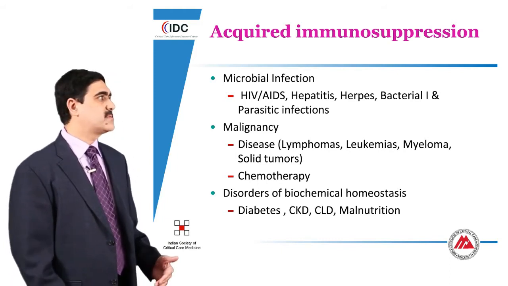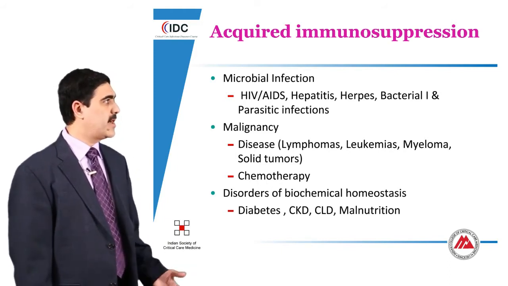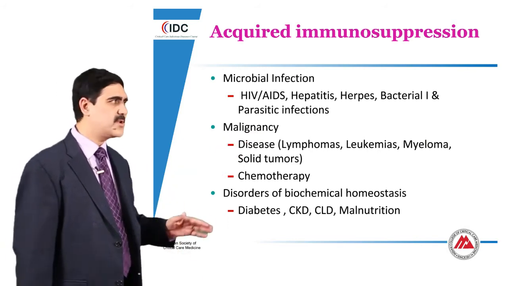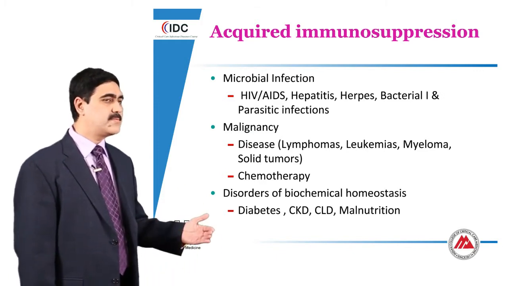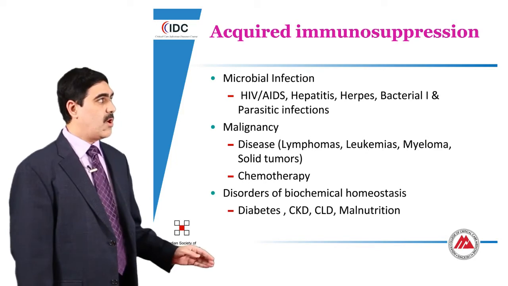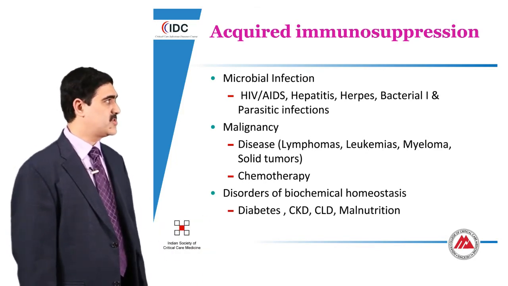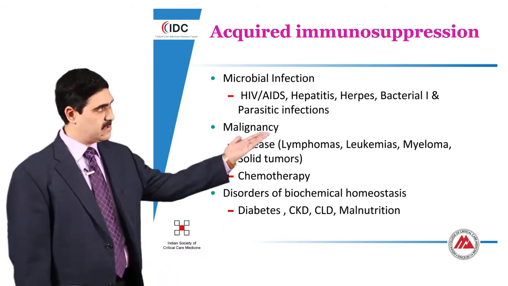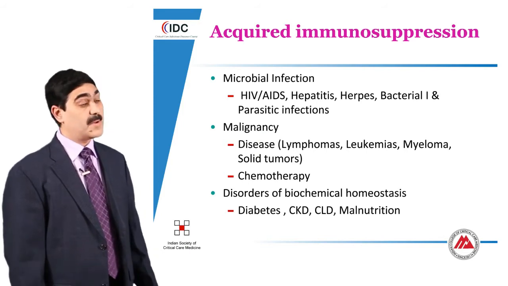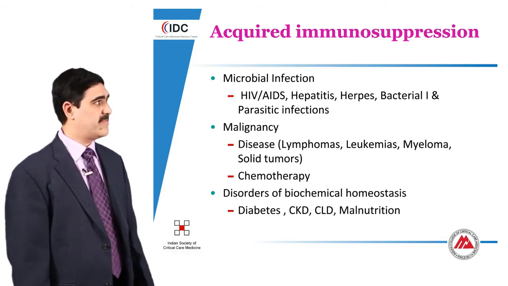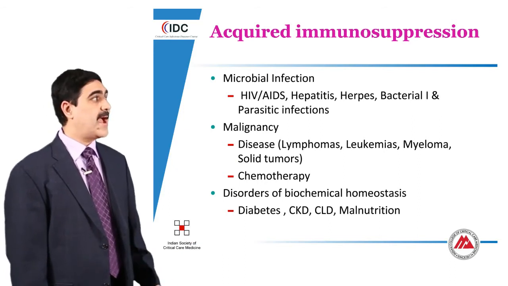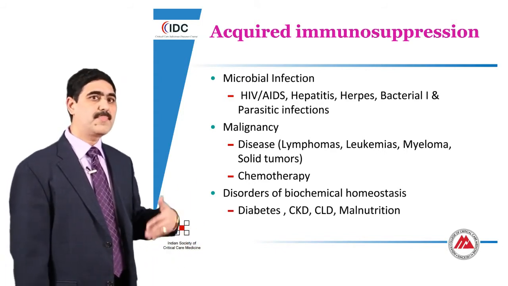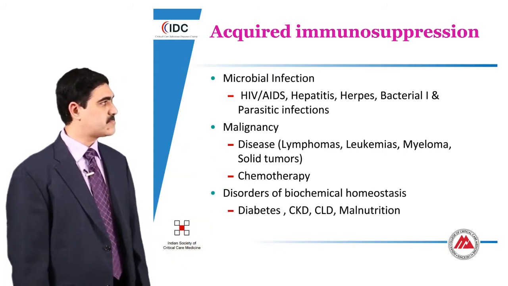Now, what are the various reasons why someone could develop an acquired immunosuppression? The first thing we should remember is that there are several infections, particularly the chronic ones, that could by themselves lead to an immunosuppressed state. Although we often think about the human immunodeficiency virus, the HIV or the AIDS, we must remember that there are several other viral infections like hepatitis, herpes, some other bacterial infections, particularly the chronic bacterial infections, including tuberculosis, and parasitic infections that could lead to a state of immunosuppression which predisposes the patients to other infections.